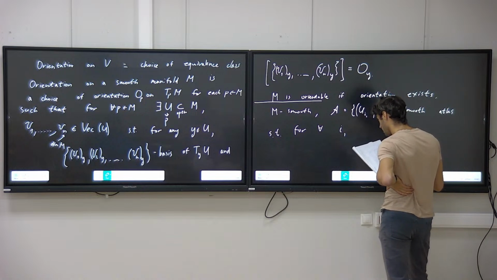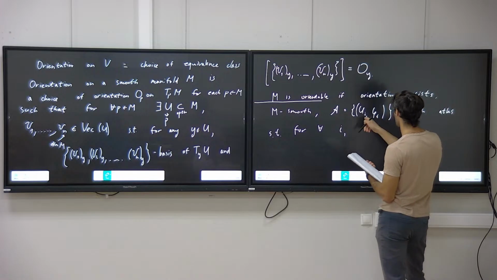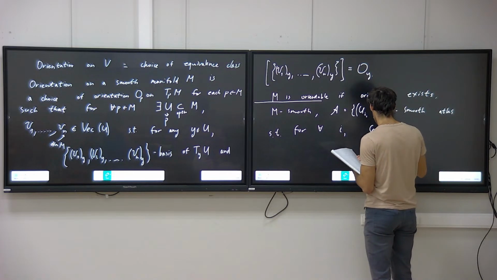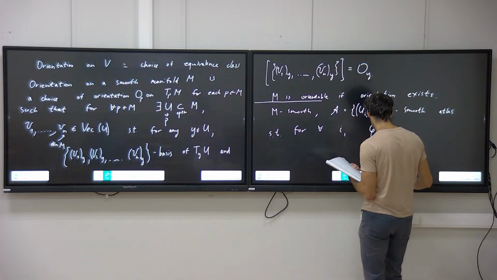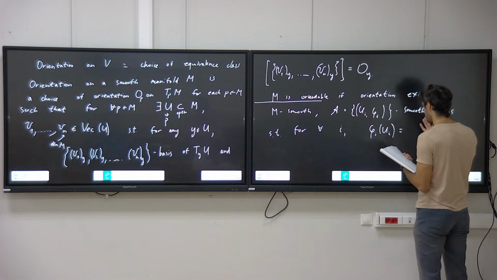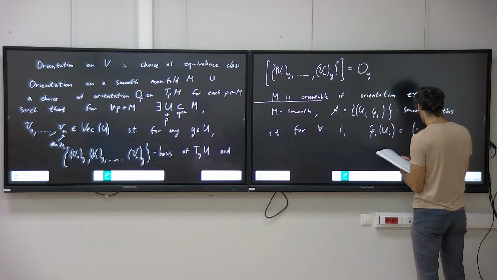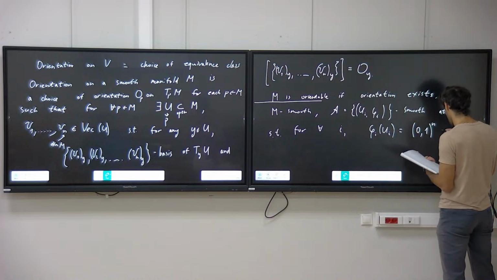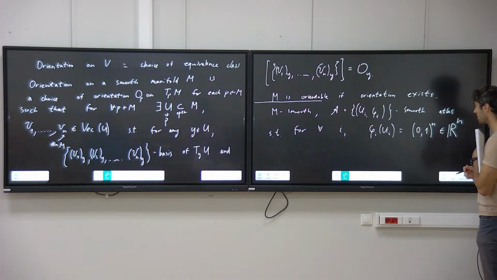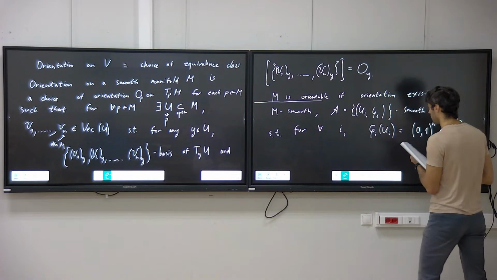So first of all, I want just for convenience, any image phi I of ui, so this is in some Rn, right? So I would like it to be just an open cube of n. I can actually require this. This will make just technically my life easier.